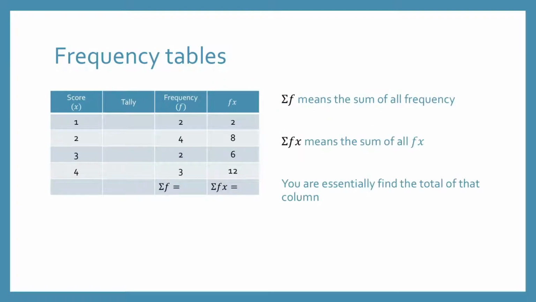Next we are finding sigma f and sigma fx. That just means total. The sum of all the frequency, 2 plus 4 plus 2 plus 3, is going to be 11. And the sum of all fx is 2 plus 8, which is 10, 16, and 28.